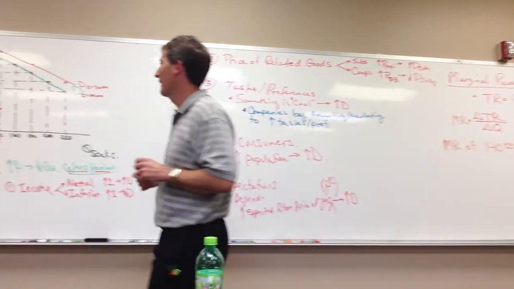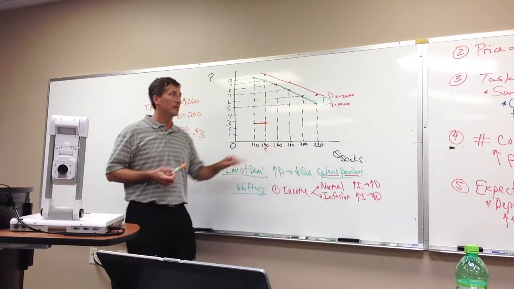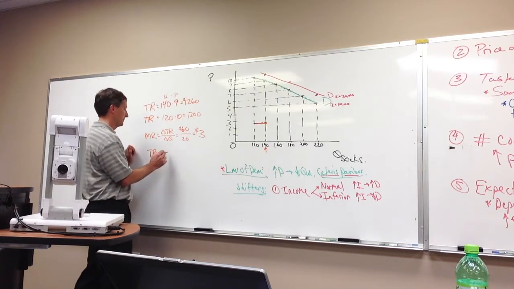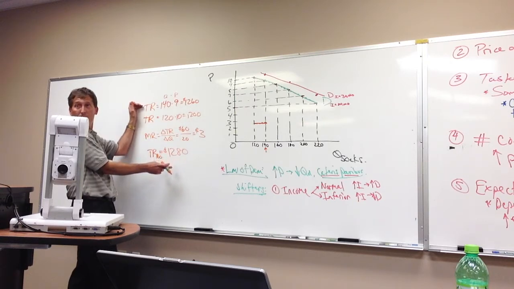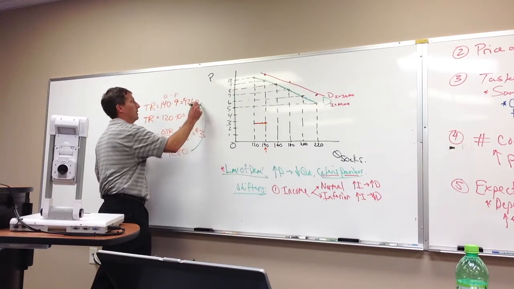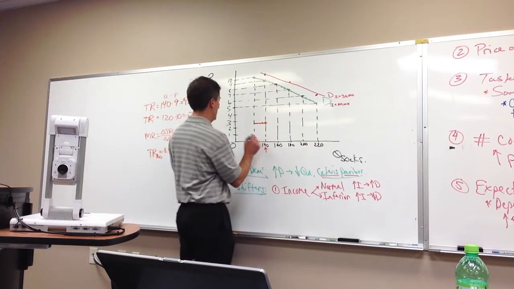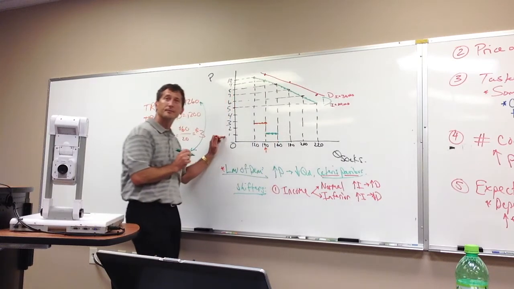Okay. So what was the revenue generated by 160? Total revenue was 1280. I'm just going to use a little shorthand here and say 160. We already know what it was at 140. So the actual incremental change in revenue was only 20. How many more units did we produce? 20. So all of these, averaging them out, is down here.